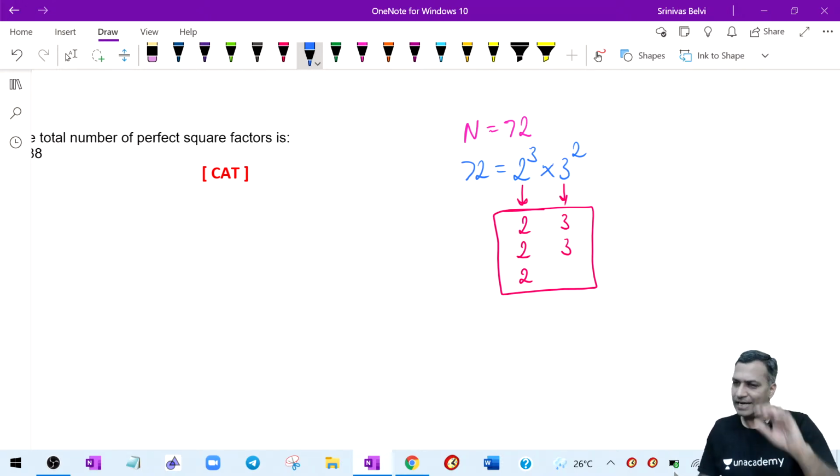For the time being, assume that these are the 5 cards with you. There are 3 cards on which 2 is printed, and there are 2 cards on which 3 is printed. That is what I'm trying to tell you. Fair enough. So I have a card called 1.